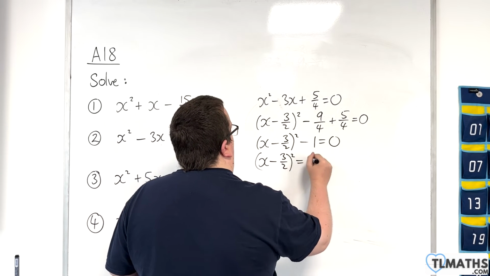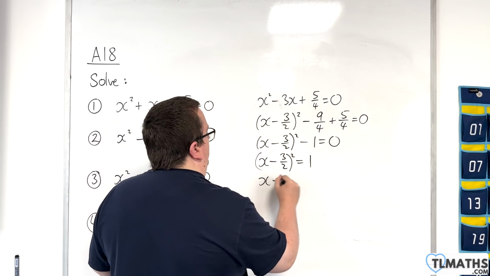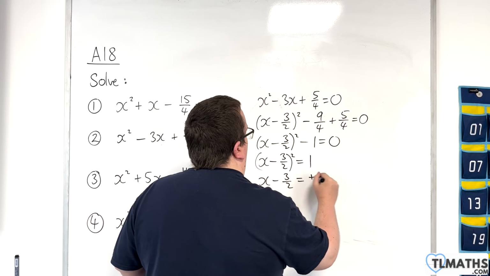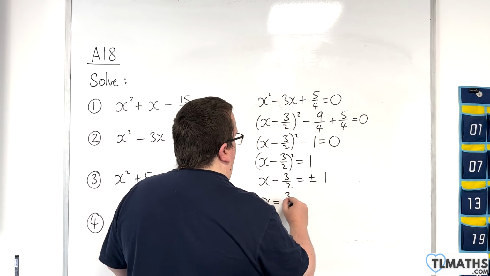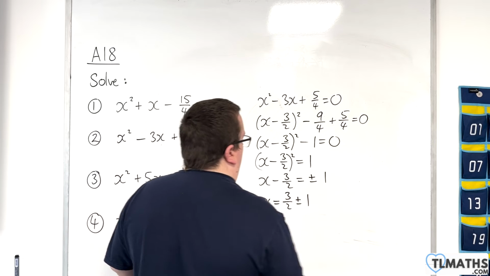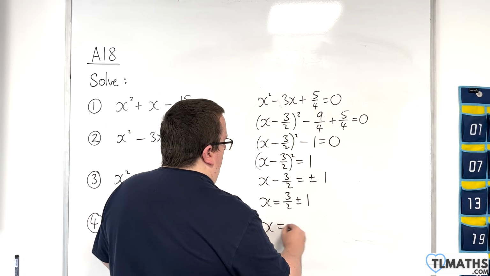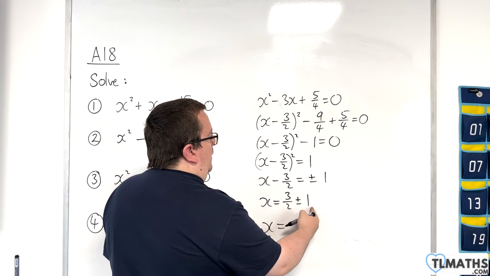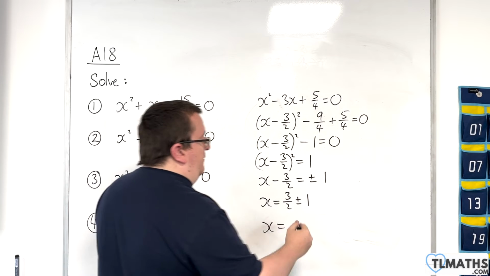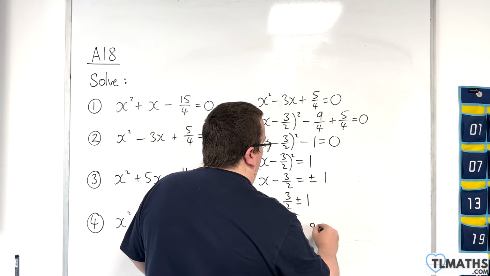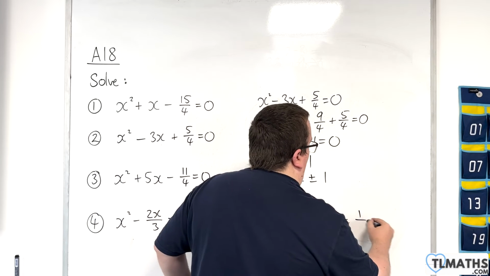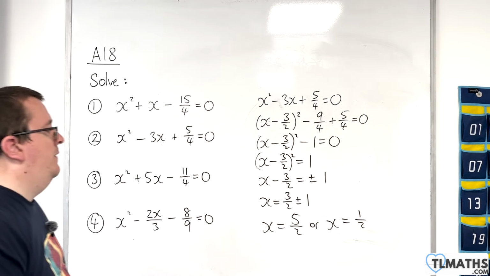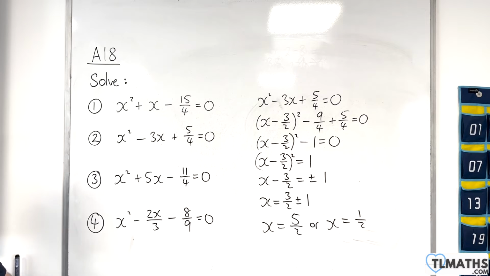So then add the 1 to both sides and square root both sides, bring in plus minus, and then add 3 halves to both sides. So either x is 3 halves plus 1, now 1 is 2 halves, so that'd be 5 halves, or 3 halves take away 1, which would be 1 half. So 5 halves or 1 half are the solutions to number 2.